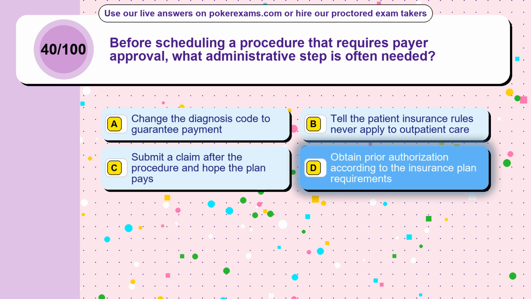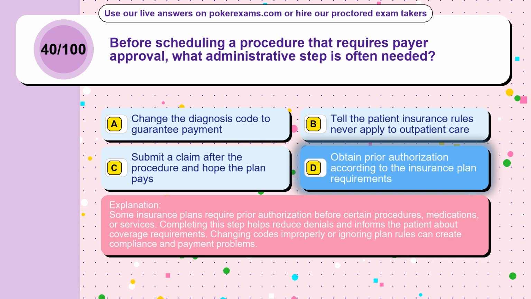The correct answer is option D. Obtain prior authorization according to the insurance plan requirements. Some insurance plans require prior authorization before certain procedures, medications, or services. Completing this step helps reduce denials and informs the patient about coverage requirements. Changing codes improperly or ignoring plan rules can create compliance and payment problems.